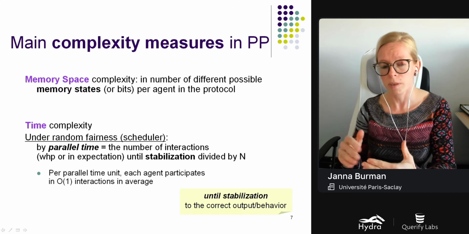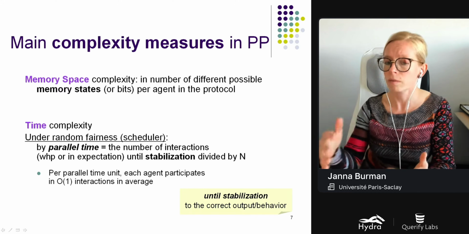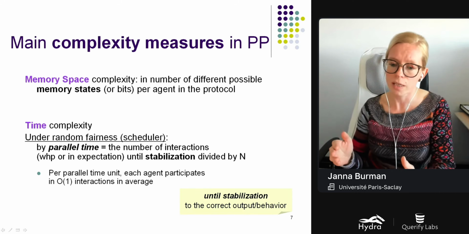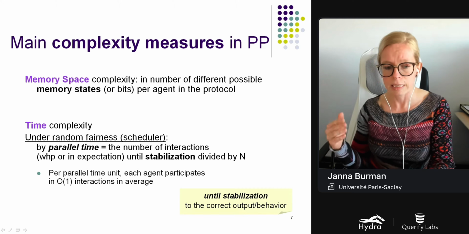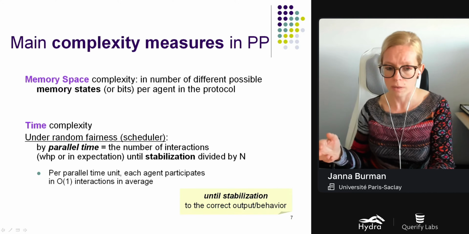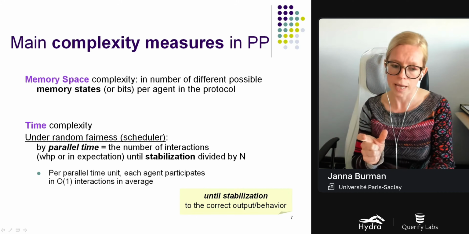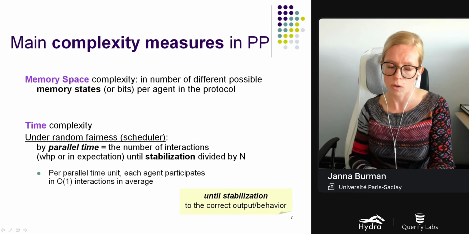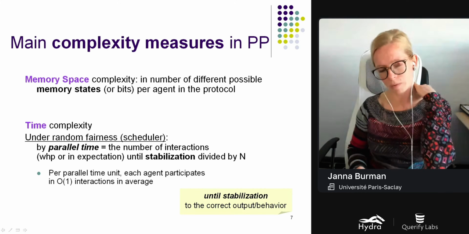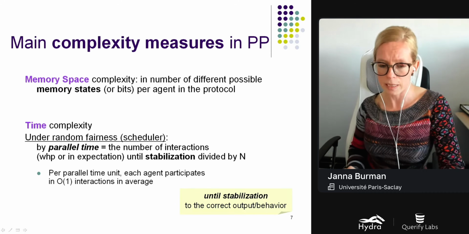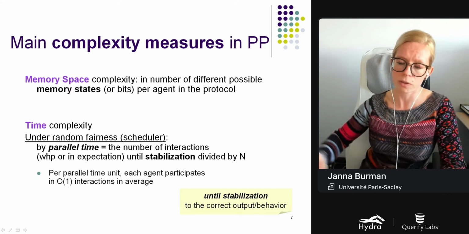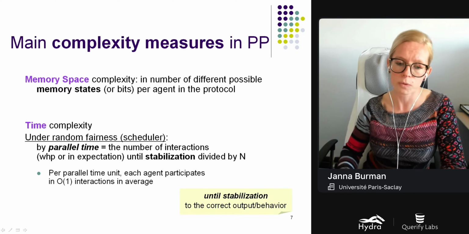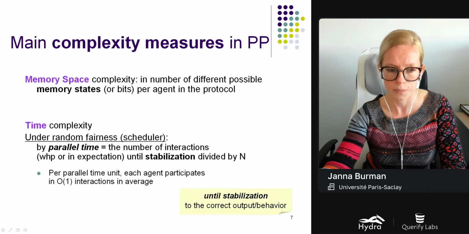In the case of random fairness or a random scheduler, we also use a notion of parallel time. Parallel time is counted in the number of interactions, but we divide this number of interactions by n. The reason is that, in the case of a random scheduler, per parallel time unit each agent participates in one interaction on average. So just remember that whenever I speak about time complexity, it is always the number of interactions until the correct output, divided by n.